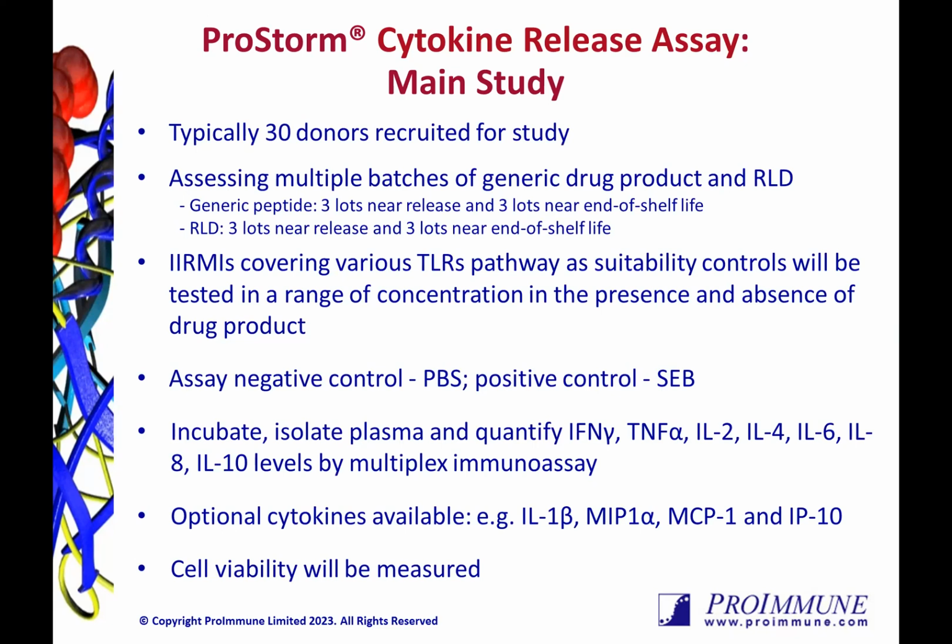After identifying the optimal concentration from the pilot study, we will then use this concentration to perform the main study, typically including 30 donors assessing at least 3 batches of generic drug product and RLD. At the same time, impurities covering various TLR pathways as suitability controls will be tested at a range of concentrations in the presence and absence of drug product. Our assay standard controls will be included in quantifying our standard panel of cytokines. Here are some examples of the optional cytokines that are available, which you can request. Lastly, cell viability will also be measured.